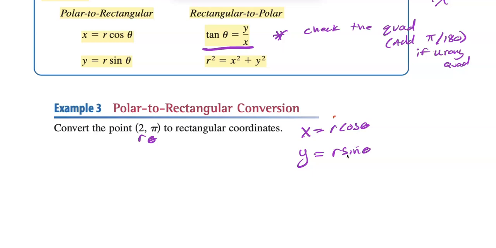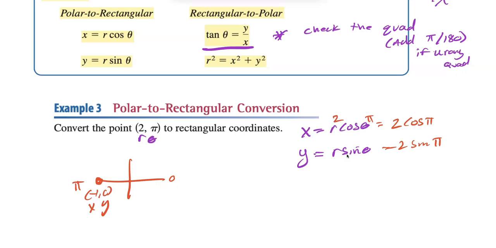So this is going to be 2 and pi. So I get 2 cosine pi, and I'm going to get 2 sine pi. Let's figure out what pi is. Here's 0, here's pi, on the unit circle. So that's negative 1, 0, x and y. Remember, cosine is x, so that's negative 1. So I get negative 2. And sine is y, so 0, so I get 0. So this is the same point as negative 2 and 0.